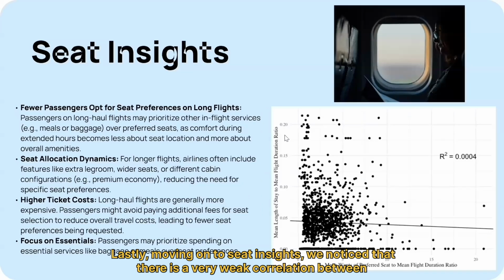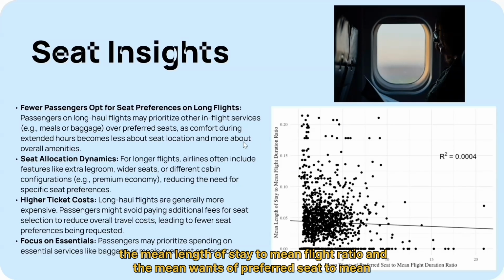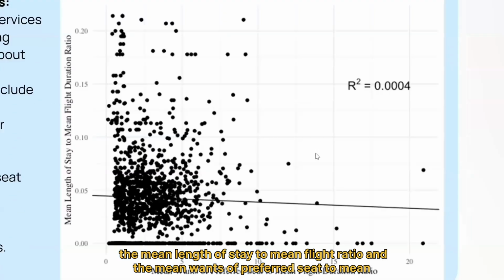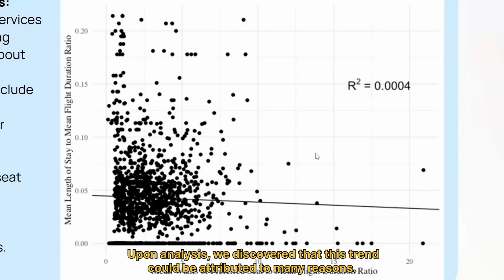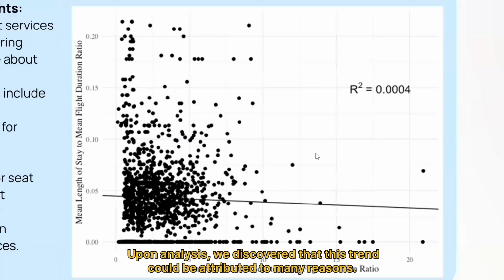Lastly, moving on to seat insights, we notice that there is a very weak correlation between the mean length of stay to mean flight ratio and the mean ones of preferred seat to mean flight duration ratio, an R square of 0.004. Upon analysis, we discovered that this trend could be attributed to many reasons.